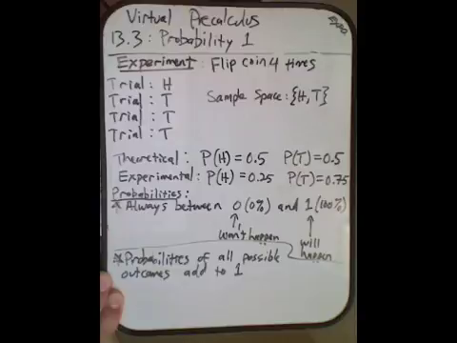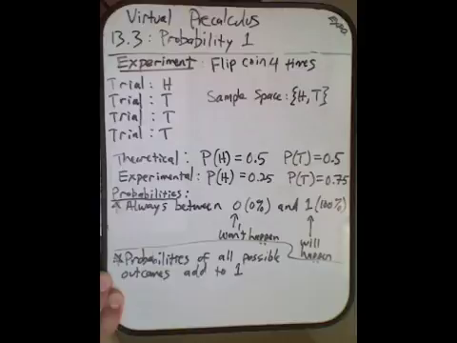The theoretical probability for a fair coin to get heads would be 0.5, 50%, and to get tails also 50%. In this experiment, we found an experimental probability that we got heads 25% of the time and tails 75% of the time. Important facts about probability.